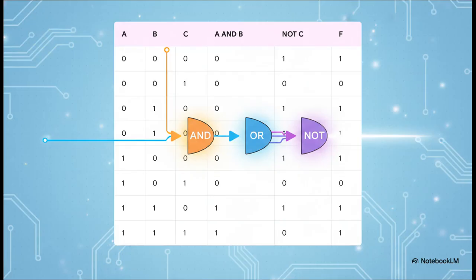And here it is, the final result. You can see those intermediate columns for A and B and not C, right? The final column, F, is just an OR operation between those two. Let's take a look at the first row. A and B is 0, not C is 1. Since it's an OR gate, 0 or 1 gives us a final output of 1. Now let's look at the second row. A and B is 0, not C is also 0. So 0 or 0 gives us 0.